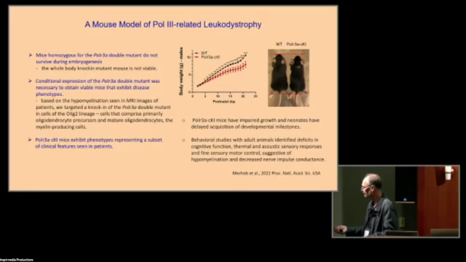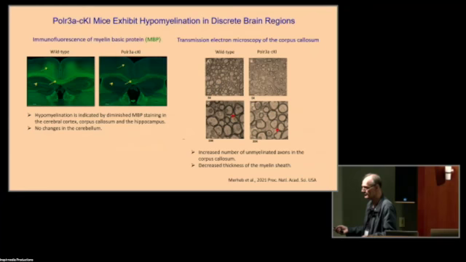So our original goal when we set out to do this was to try and develop a hypomyelination model. So did we manage to achieve that? The answer is yes. And so our mice do in fact exhibit hypomyelination in discrete brain regions. So here are just two examples of several experiments of different types which demonstrate that point.